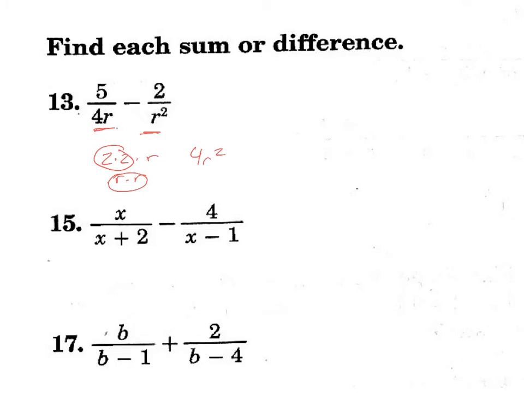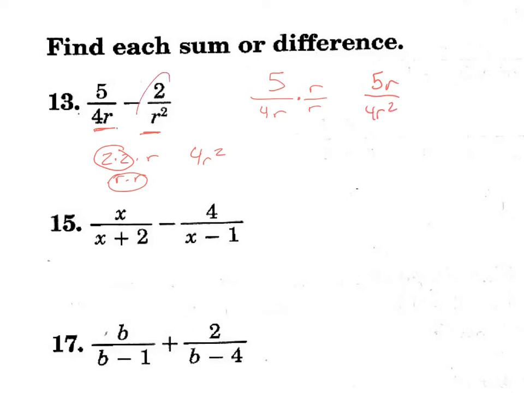Okay, so now we need to adjust them both so that they have 4r squared on the bottom. So what would I take this first one times so that it would have r squared on the bottom? Wouldn't I just take it times r over r, right? What you do to the bottom, you've got to do to the top. So our first number becomes 5r over 4r squared, okay?